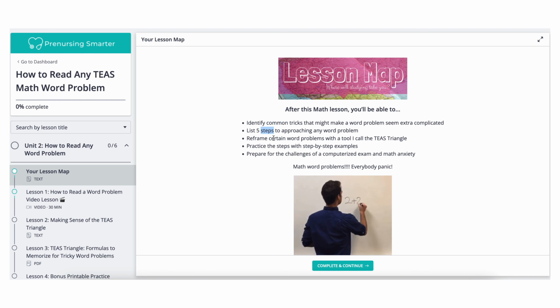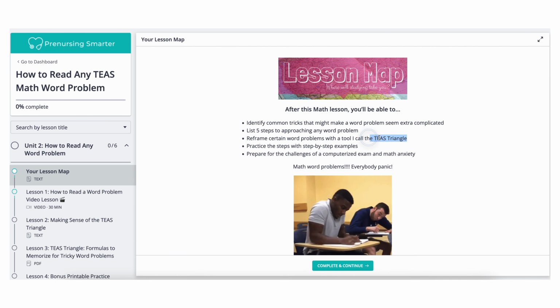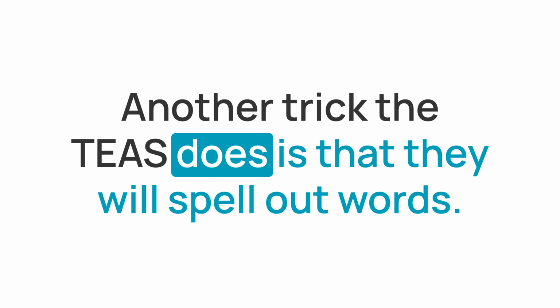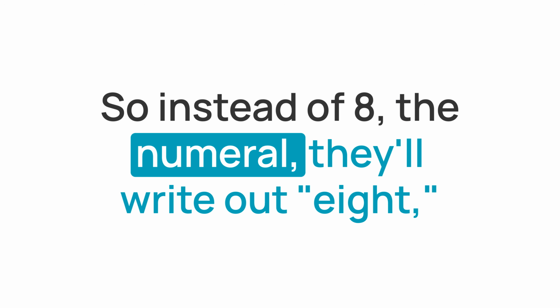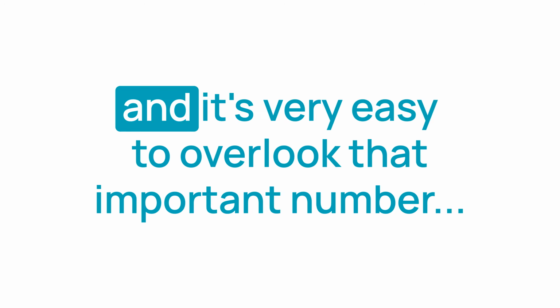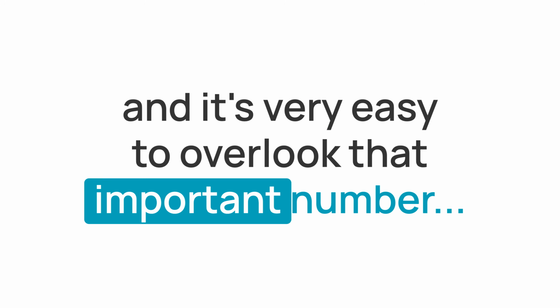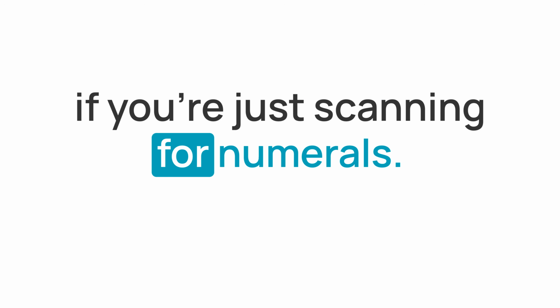But just know that you might see irrelevant information, and start building that confidence up that you can ignore it, and it's there to trick you. Another trick the TEAS does is that they will spell out words. So instead of 8, the numeral, they'll write out eight. And it's very easy to overlook that important number if you're just scanning for numerals.